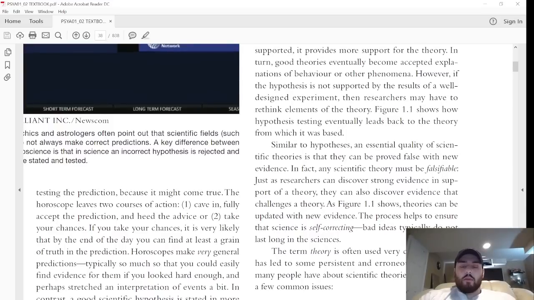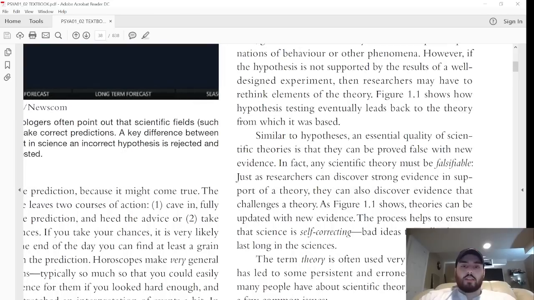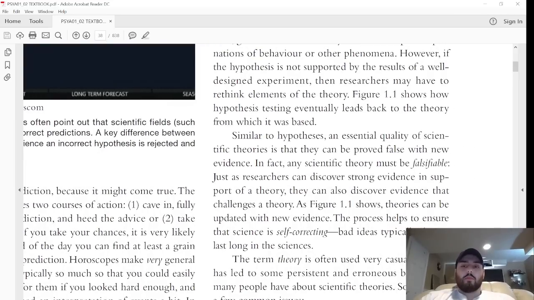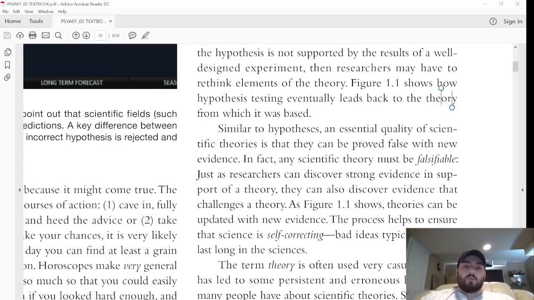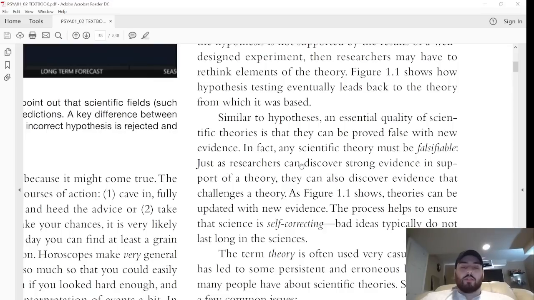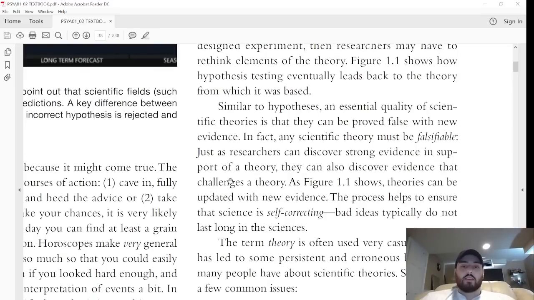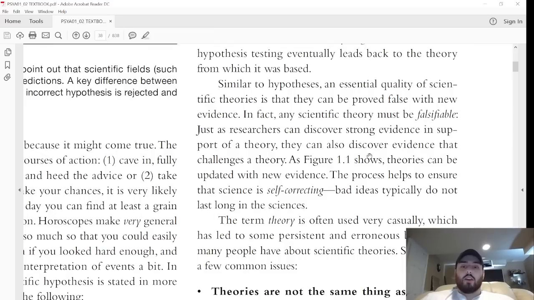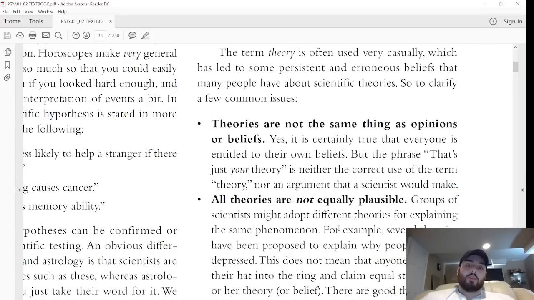So similar to a hypothesis, an essential quality of scientific theories is that they can be proven false with new evidence. In fact, any scientific theory must be falsifiable. Just as researchers can discover strong evidence in support of a theory, they can also discover evidence that challenges a theory. And it shows theories can be updated with new evidence, right? So this is very, very important.